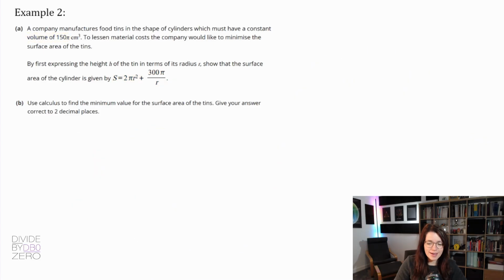Part B. Use calculus to find the minimum value for the surface area of the tins. Give your answer correct to 2 decimal places. So this time we've got the word minimum, and hopefully that makes you think of stationary points again. And a stationary point is where the gradient is 0. So we do need to differentiate now.